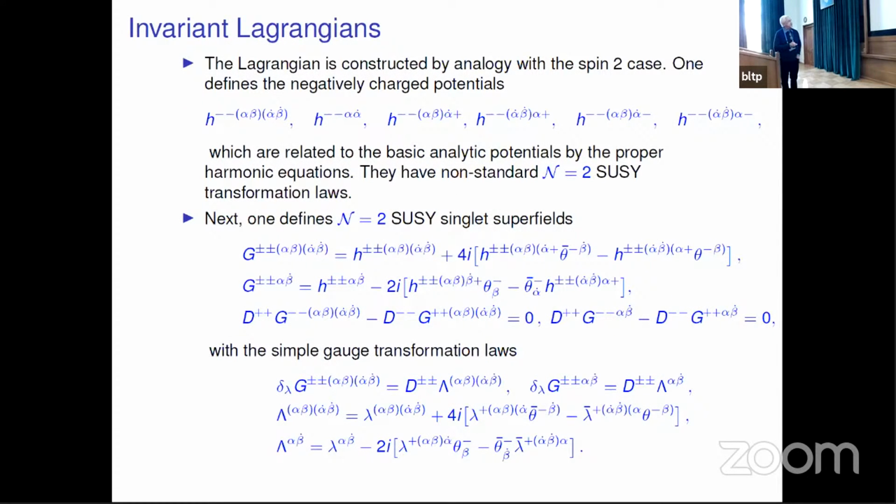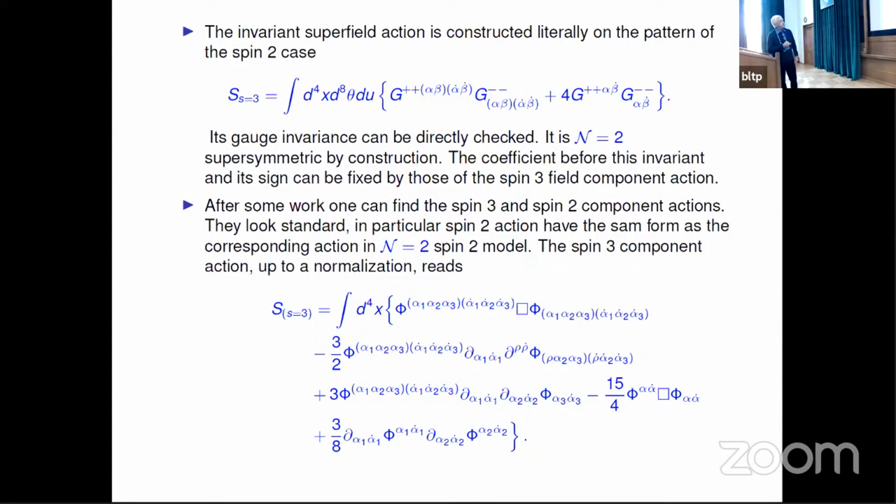Invariant Lagrangians are again constructed by analogy with spin 2. We introduce negatively charged vielbeins and define new N=2 supersymmetric singlet superfields by these formulas, which satisfy the harmonic flatness conditions, and these new objects have the following transformations. And it is surprising that the action, a full analog of the previous action for spin 2, is given by the following expression. It can be checked that it is invariant under these spin 3 supersymmetric gauge transformations.